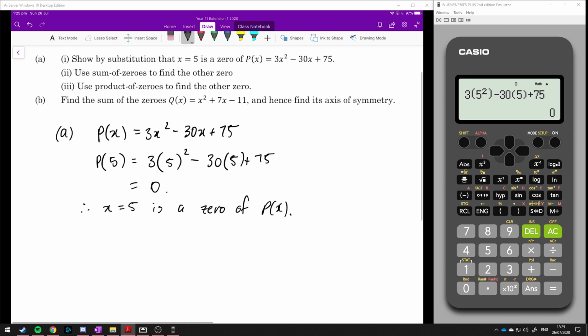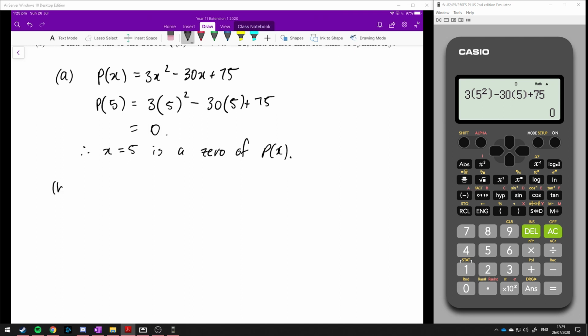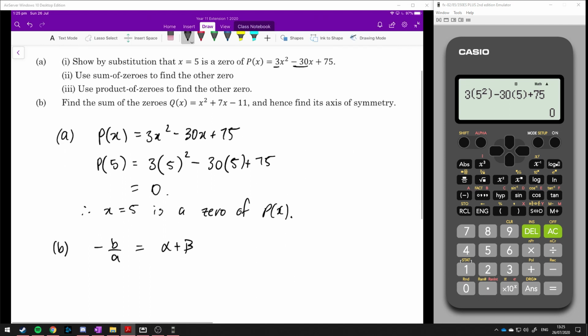So our next part of the question is: use the sum of the zeros to find the other zero. So in other words, what we're asking is we want to show that minus b on a is equal to alpha plus beta. Because if we go back to that previous page, we were saying that alpha plus beta, the sum of the roots, is the same as if I took the negative of this term out the front and divided it by this one here. And so let's do exactly that.